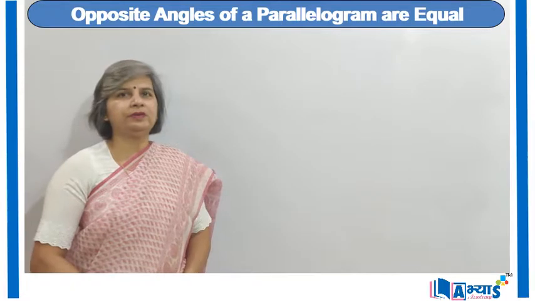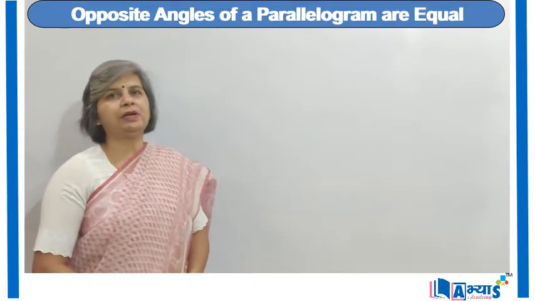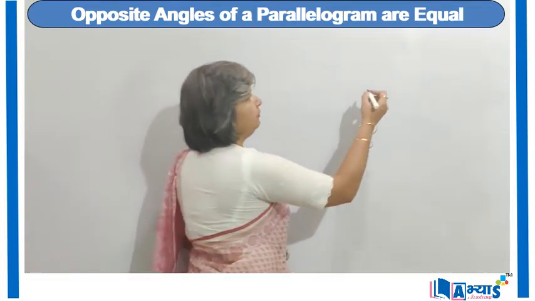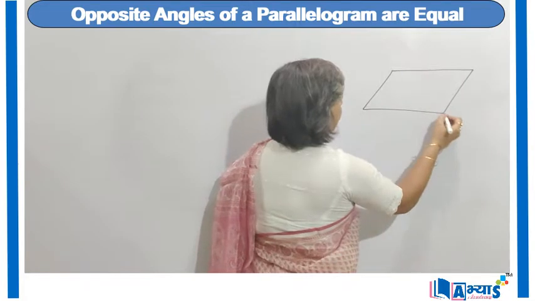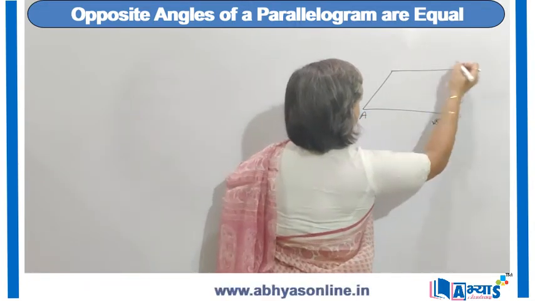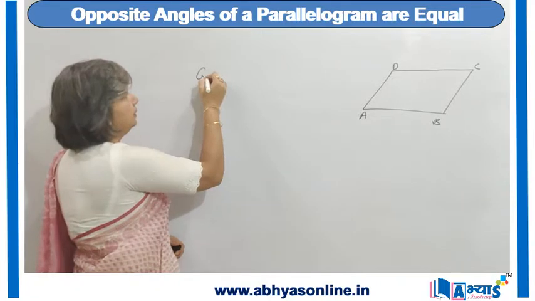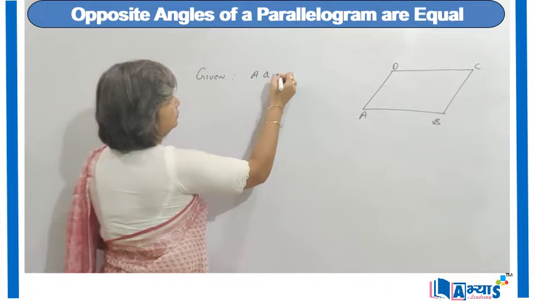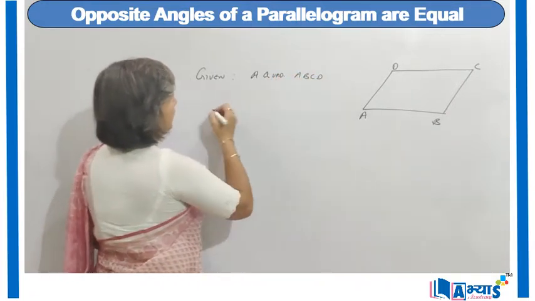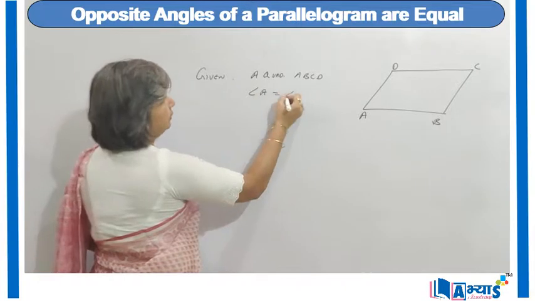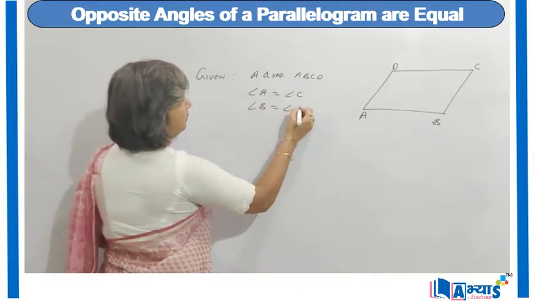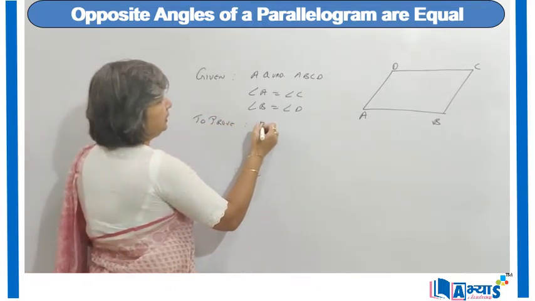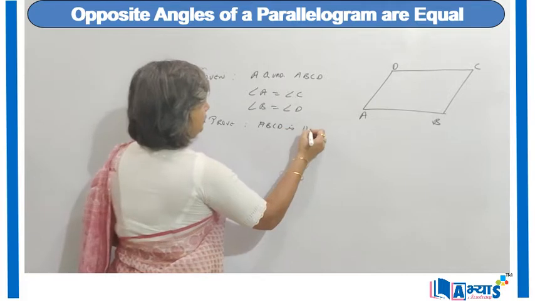Now, let us prove the converse of the theorem. That means, if in a quadrilateral, opposite angles are equal, then that quadrilateral will be a parallelogram. That means, if we are given a quadrilateral ABCD, in which angle A is equal to angle C, angle B is equal to angle D, and we are to prove that ABCD is a parallelogram.